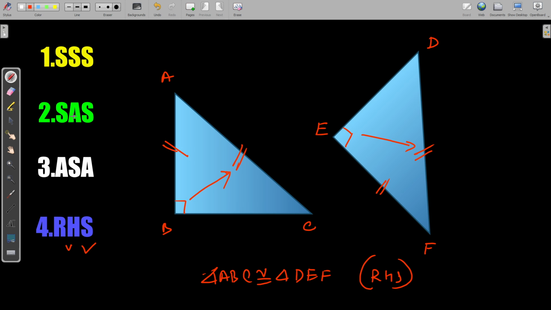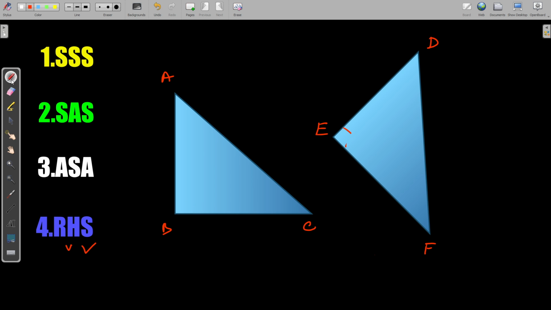Sometimes they give 90-degree angles, but the question is not RHS. Okay, we need to remember for RHS the right angle and the hypotenuse should be there. So what they will give you is the 90 degrees, then they will say these two sides are equal and this angle is equal. In that condition, what will be the axiom? See, side and angle. So be careful when you watch the angles and sides.